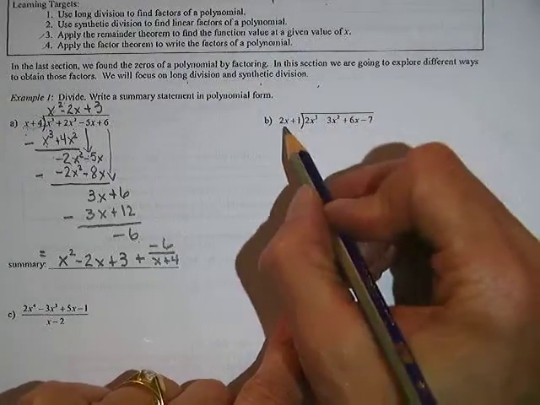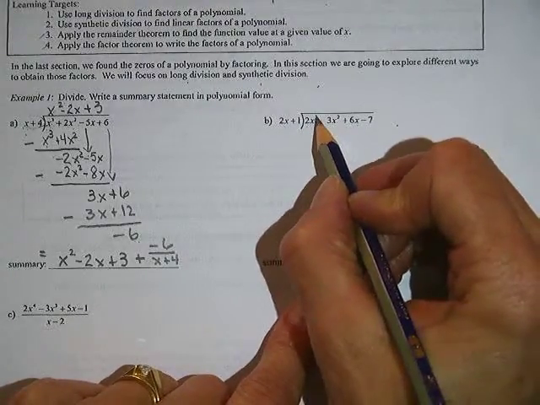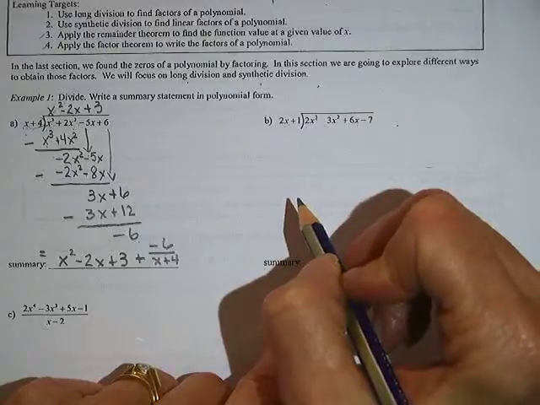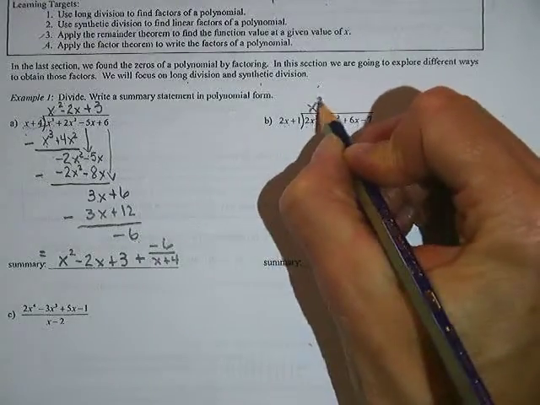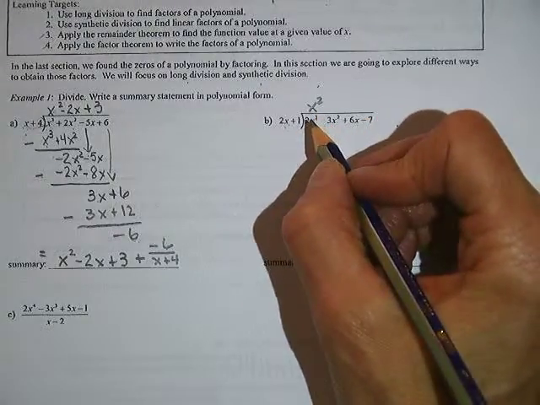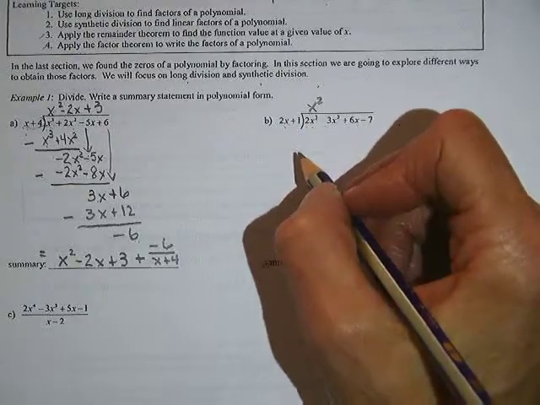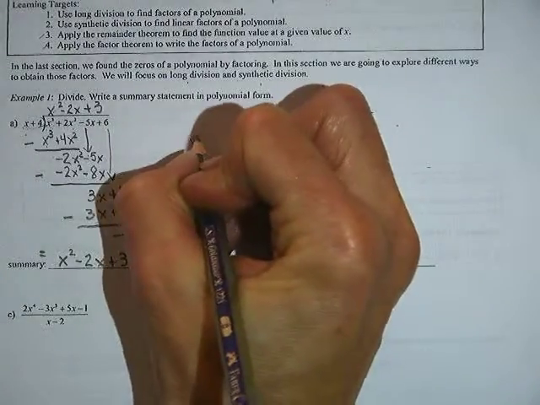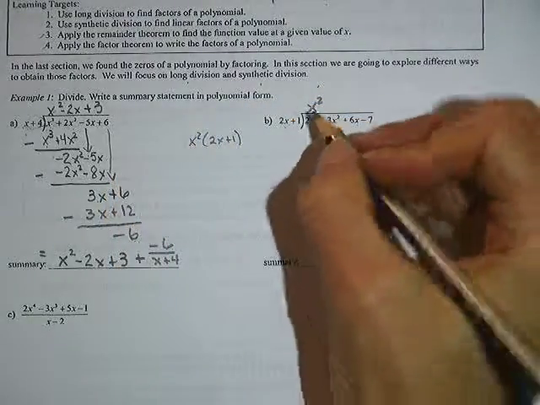All right. Got cubed, squared, single, and that. First off, how many times does 2x go into 2x cubed, or what can I multiply it by? x squared. Because 2x times x squared gives me 2x cubed.